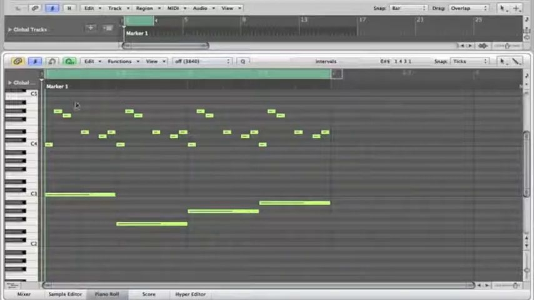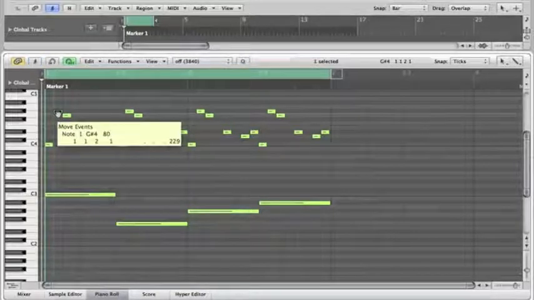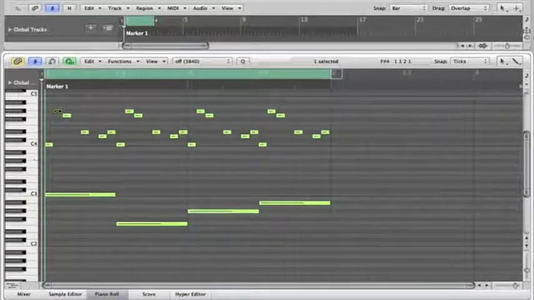So if we look at this from here to here, we have a perfect fifth. A perfect octave. Then a minor sixth here. Perfect fifth. Minor third. Major second. Minor third.